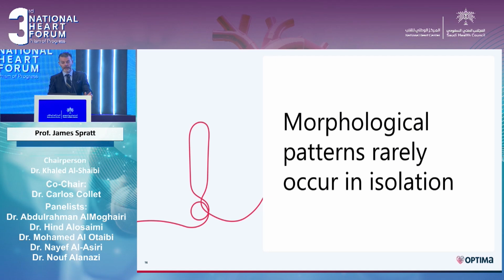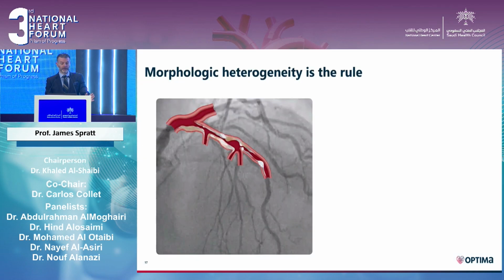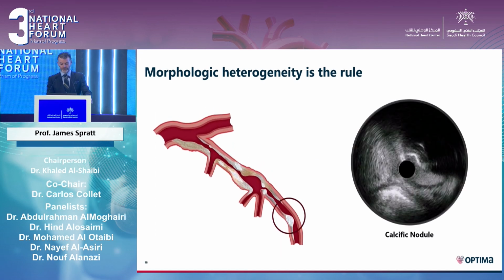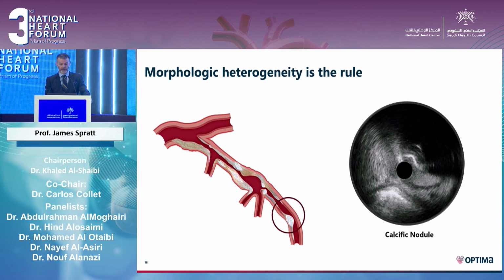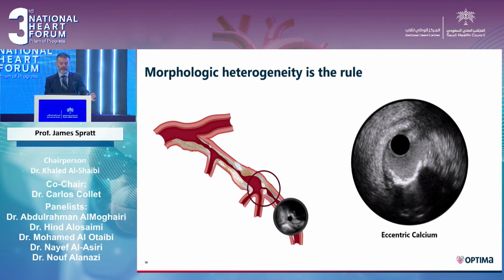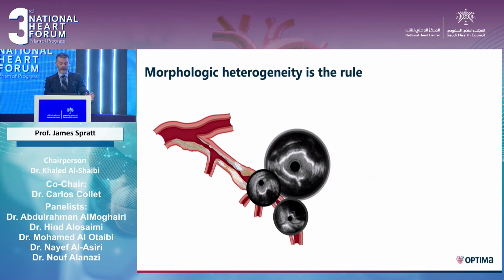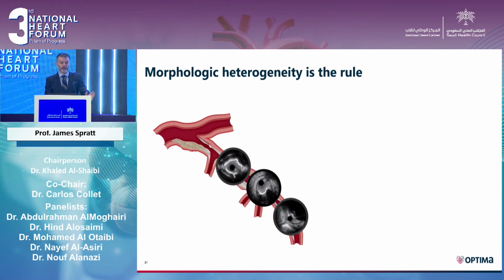But what we do know is that even in academia, things tend to occur in discrete dichotomous variables. That's not the case in biology. These morphological patterns often occur simultaneously, and we can refer to that as morphological heterogeneity. Here you can see there's a nodule distally. We come more proximally, there's eccentric calcium. More proximally still, concentric calcium. So we've got all 3 types within the same lesion.